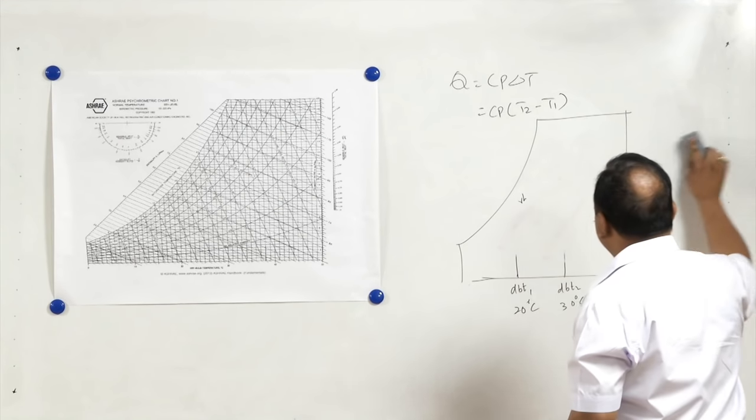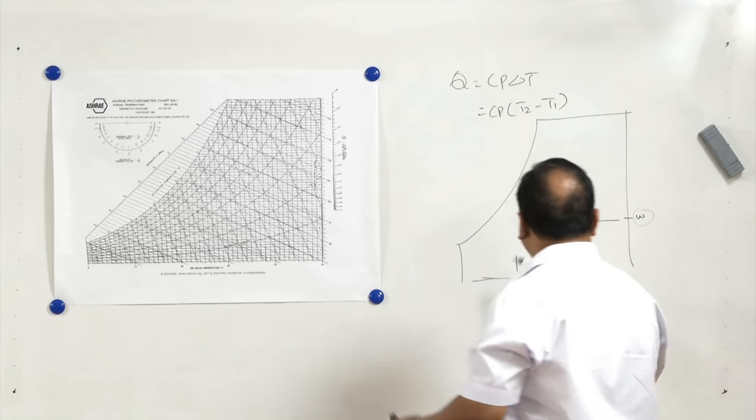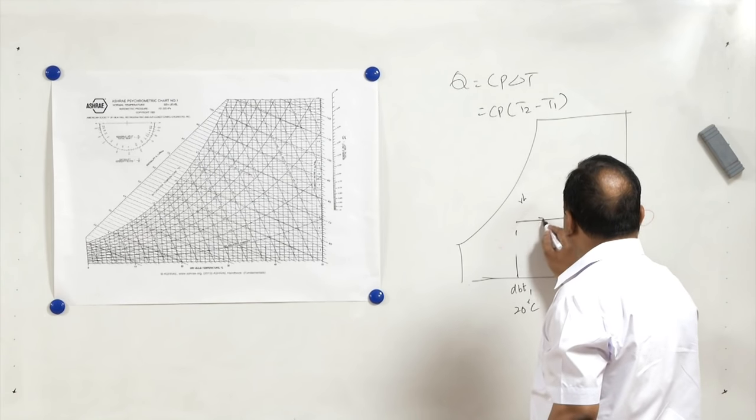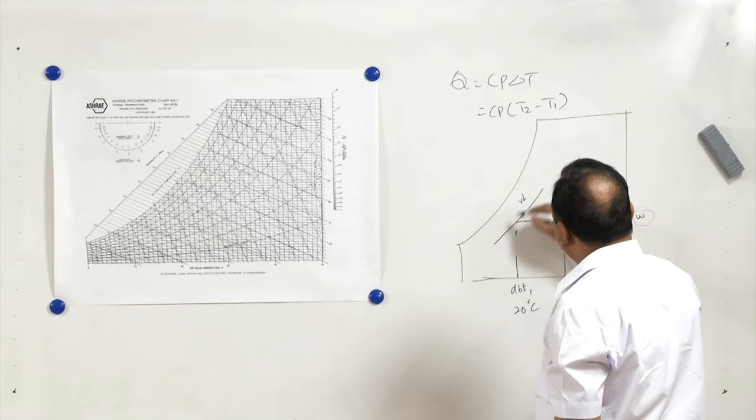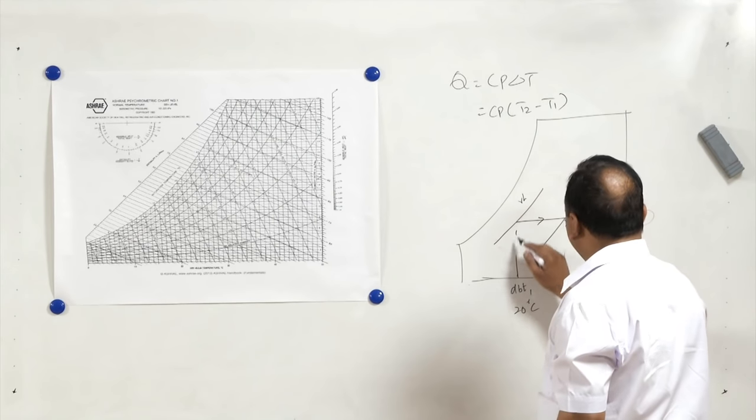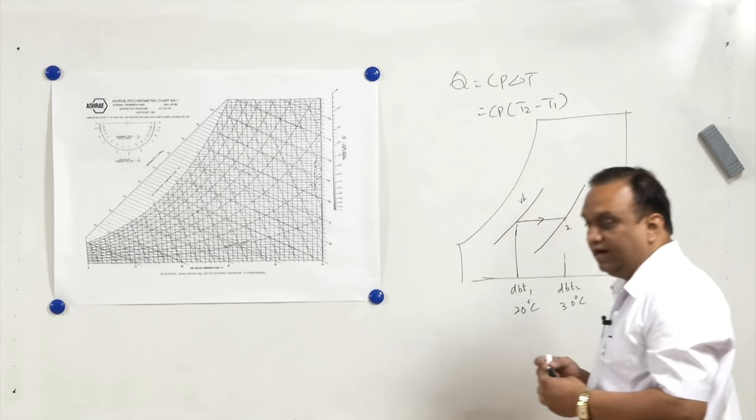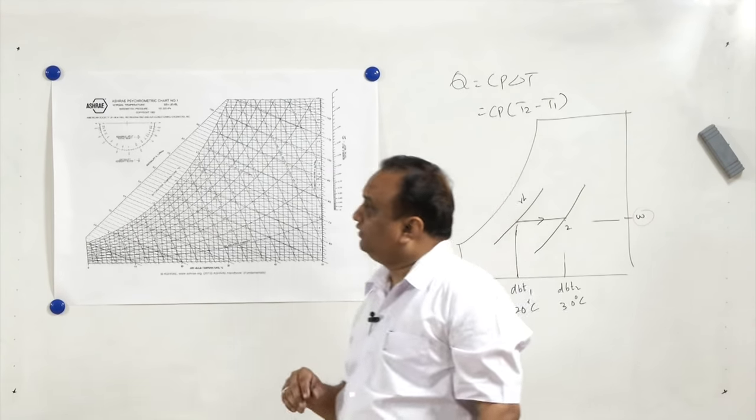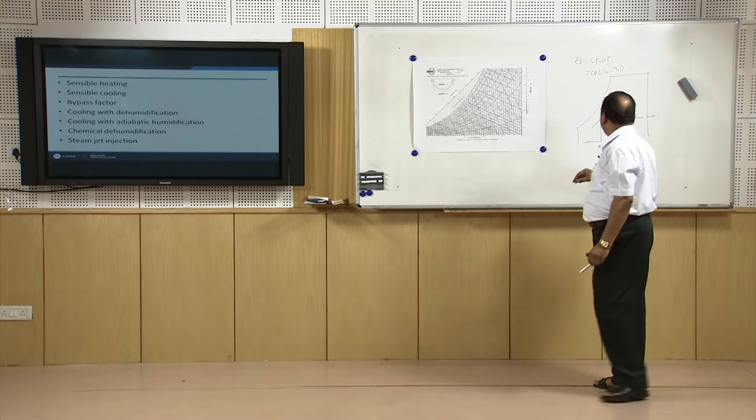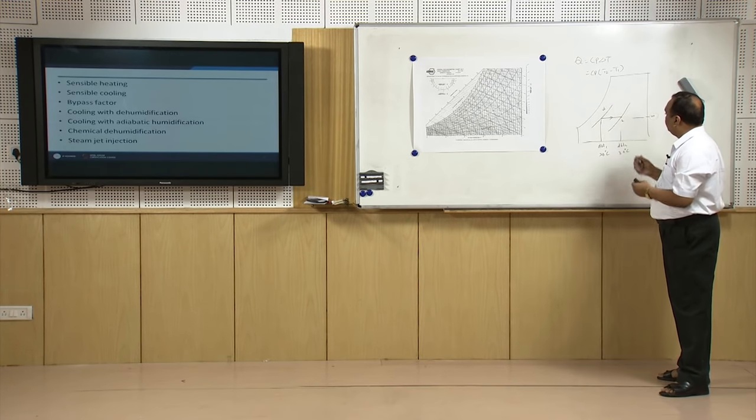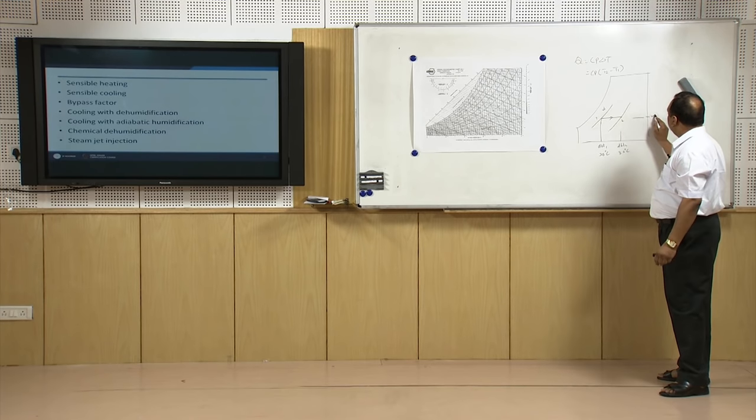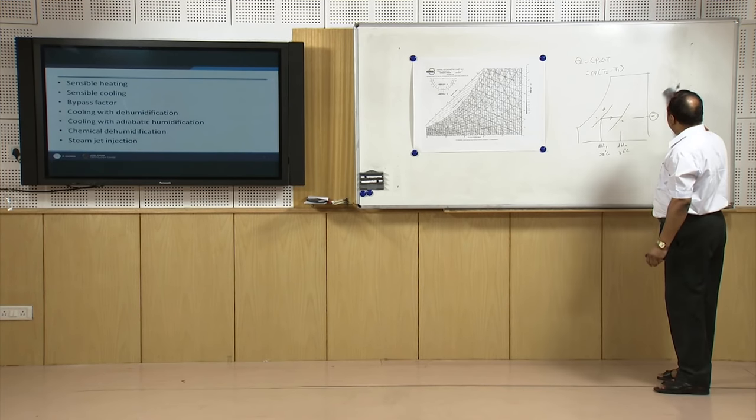I'll draw it again. So, this is state 1, this is state 2. Relative humidity at state 1 and the relative humidity at state 2. So, relative humidity gets reduced. Reverse to this is sensible cooling. When we are moving from state 2 to state 1, in that case the relative humidity is increasing, but specific humidity is remaining constant.